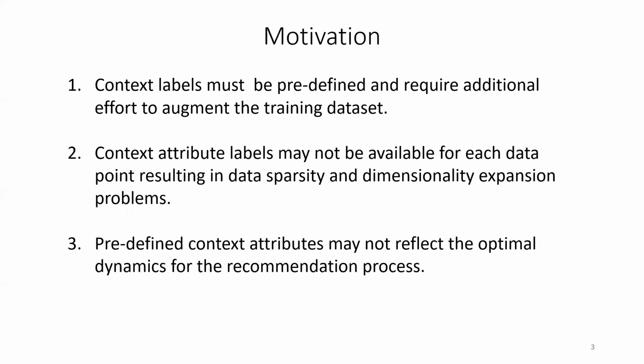So beginning with motivations, in the field of contextual sequential recommendations, traditionally context labels have to be predefined or handcrafted. And this requires additional effort to augment the training data set in addition to actually coming up with these labels. The second is that the context attributes may not be available for each data point, resulting in data sparsity and dimensionality expansion problems. And finally, handcrafted or predefined context attributes may not reflect the optimal dynamics for the service recommendation process.